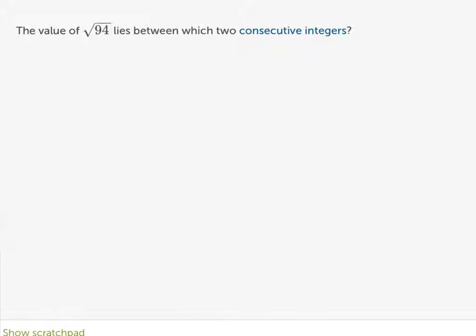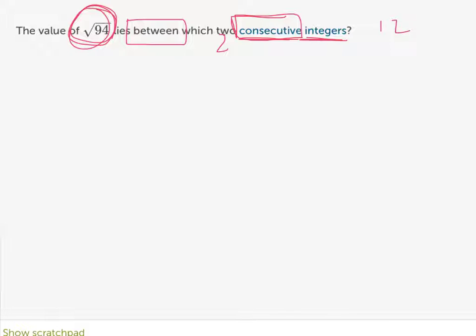Alright, so what it says is the value of radical 94 lies between which two consecutive integers? Okay, just to make sure we understand all of our terms. The value of radical 94, that's important. That means we're getting the square root of 94. Lies between which two consecutive integers? Consecutive means that it is in a row, like 1, 2, those are consecutive. 3, 4 are consecutive. 15, 16 are consecutive. Consecutive just means in a row.